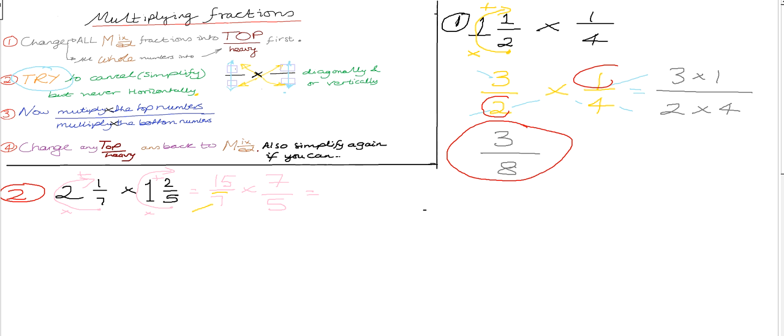So let's look at this diagonal here. Now, what can we cancel both of those by, Mr. Ali? By 7. Hang on a second. So 7 divided by 7 is 1. 7 divided by 7 is 1. That's for simplifying.